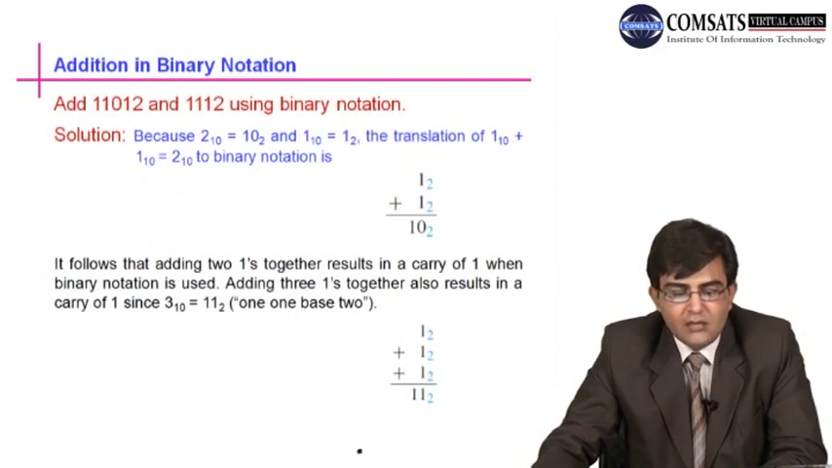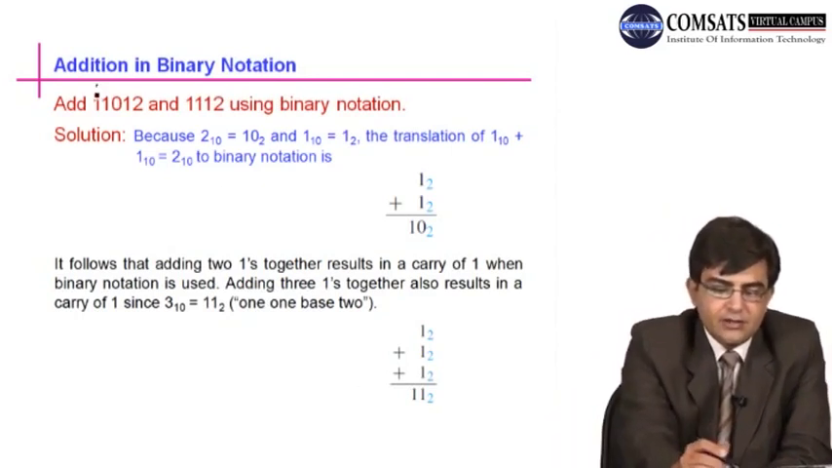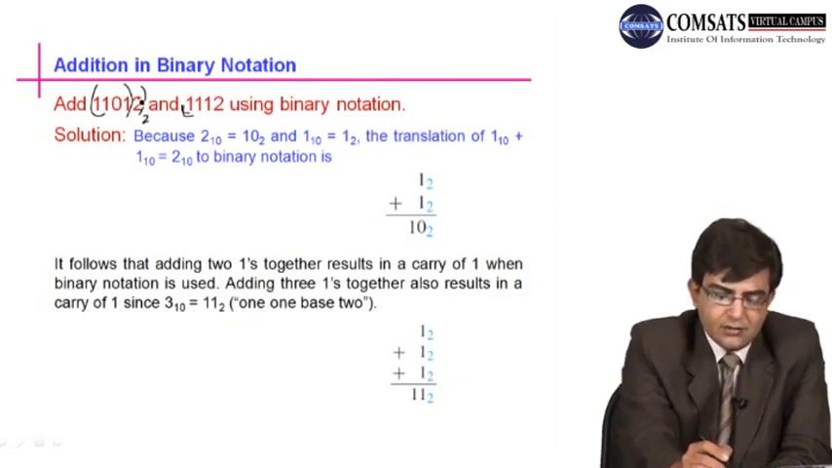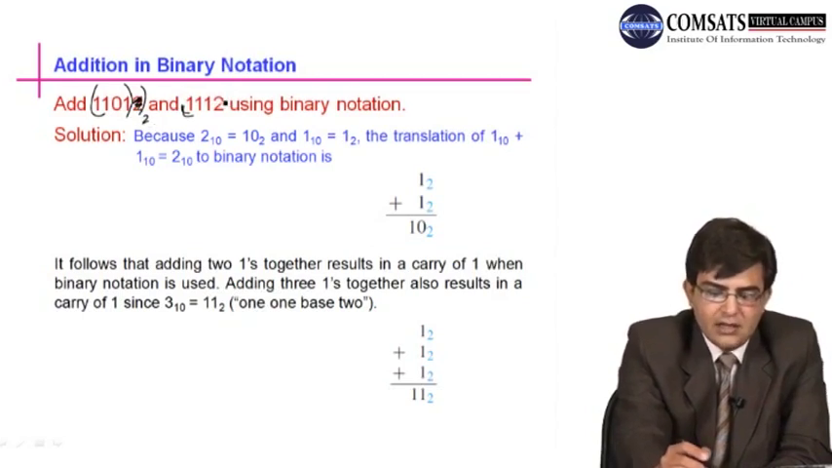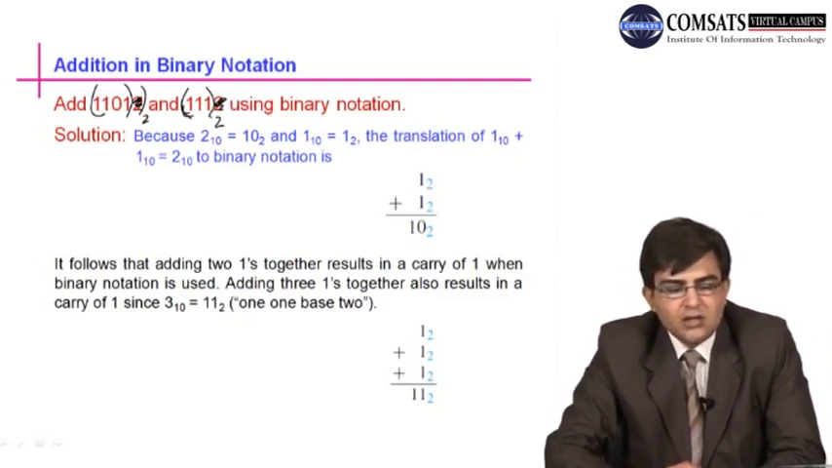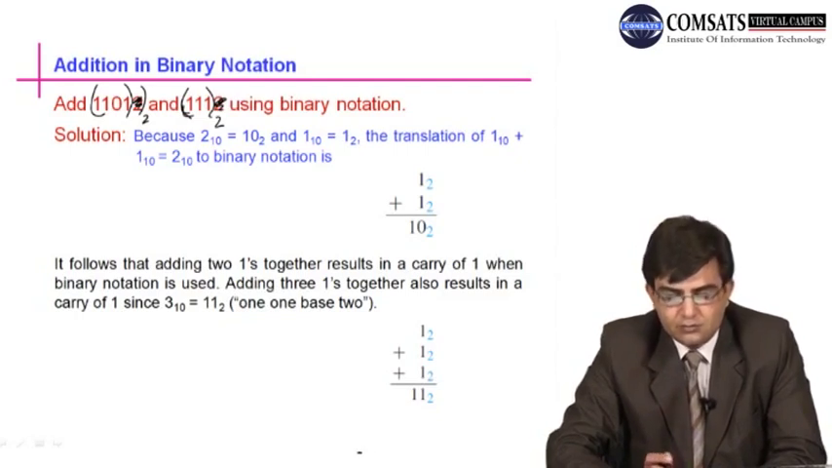Now, how to add these numbers in binary notation? If we are given these two numbers in binary notation, this is base 2 here. Here we have 111 base 2. So add 1101 base 2 and 111 base 2 using binary notation.